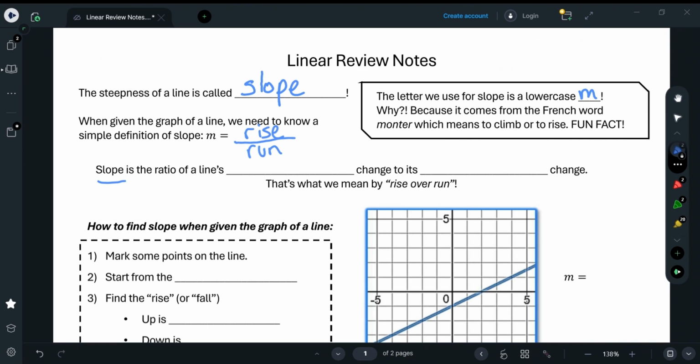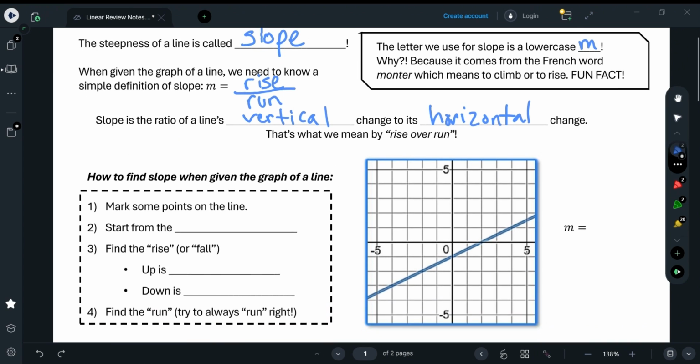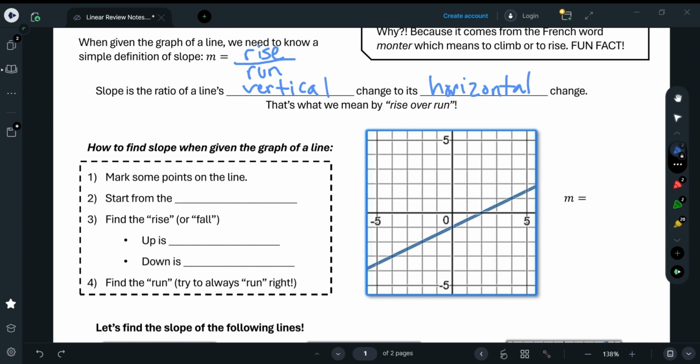All right, let's see here. Slope is the ratio of a line's vertical change to its horizontal change. That's what we mean by rise over run. So this is really just another way of saying the same thing. Vertical is up and down, the rise, horizontal is left to right, the run, and we're looking at that ratio, the relationship between the vertical and horizontal change.